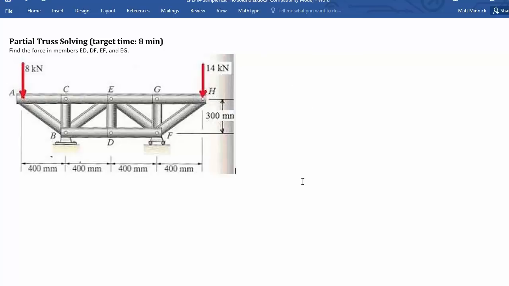Hi, and welcome to Test Prep for ENGPHYS for test number 4 in 2018. What we're going to be doing is looking at trusses and frames, first looking at just truss problems.